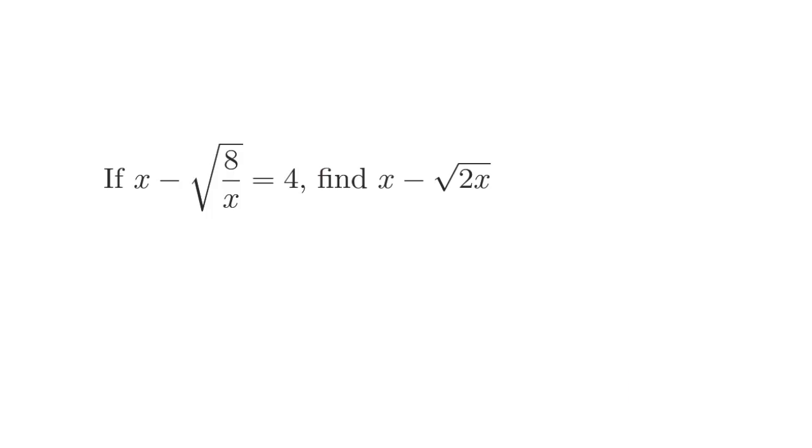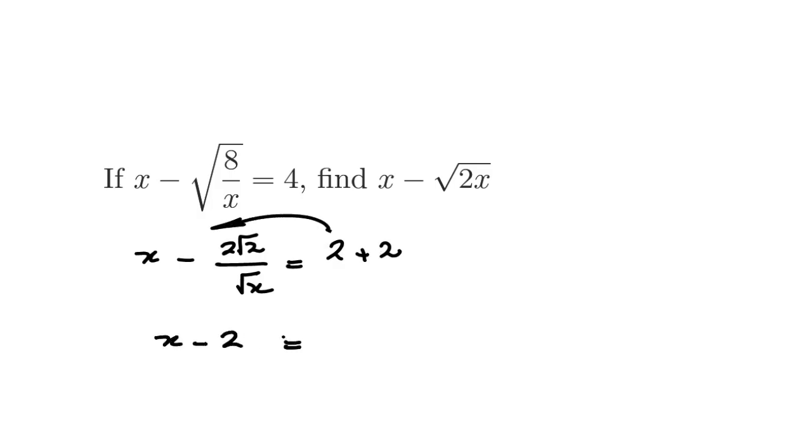Let's see. Now they've given us this and they want us to find that. Now look, first let's factor out the 8. x minus 2 root 2 divided by root x equals 4. Now, let's do something with this 4 here so that it really helps us. Here's what I mean. Let's see 4 as 2 plus 2. Let's move one of the 2's to this side. Let it be x minus 2.